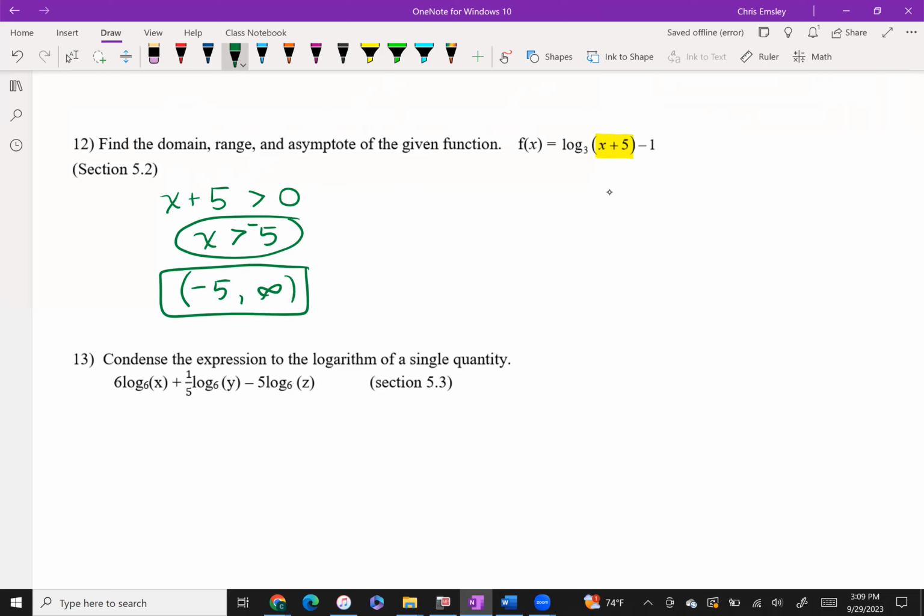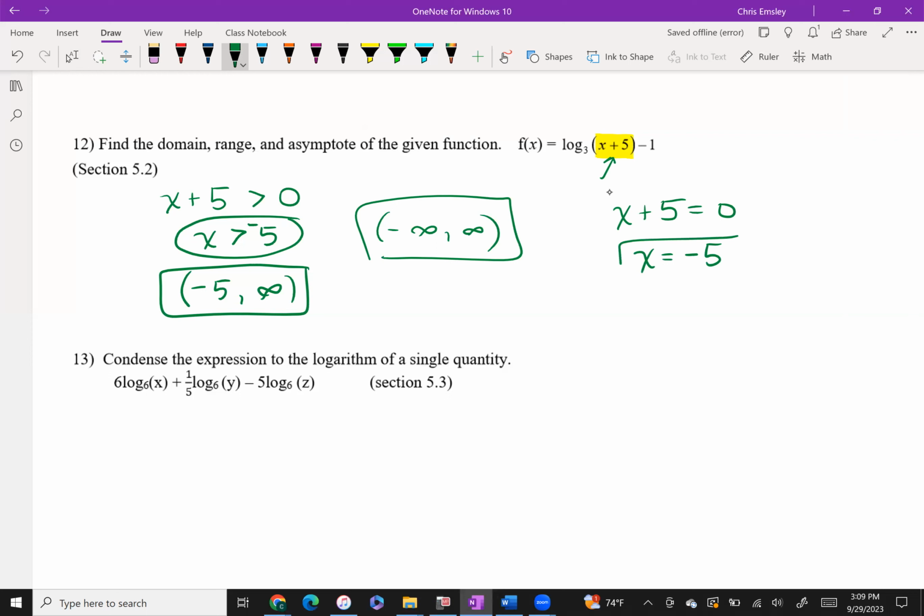The range for a logarithmic function. This is something we should know from studying logarithms. The range is all real numbers. Doesn't matter if it's been shifted or flipped or shrunk or compressed or expanded. It is all real numbers for the range. The asymptote, there is a vertical asymptote when we have logarithms, and it is also based on the argument. When you take that argument and set it equal to 0, that's how you find your vertical asymptote. So the logarithmic function, this one in particular, has a vertical asymptote at x equals -5.